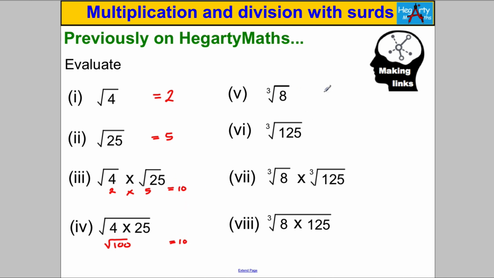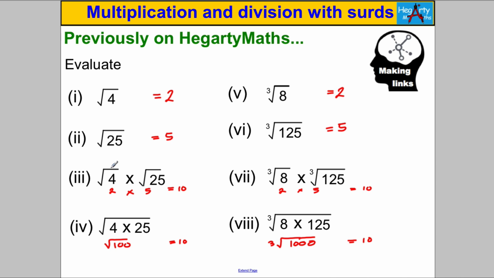The cube root of 8 is 2. The cube root of 125 is equal to 5. The cube root of 8, which we just said is 2, multiplied by the cube root of 125, which we just said is 5, is 10. And what's the cube root of 8 multiplied by 125? Well, that would be the cube root of 1000, and the cube root of 1000 is 10. Now, what am I trying to show you?